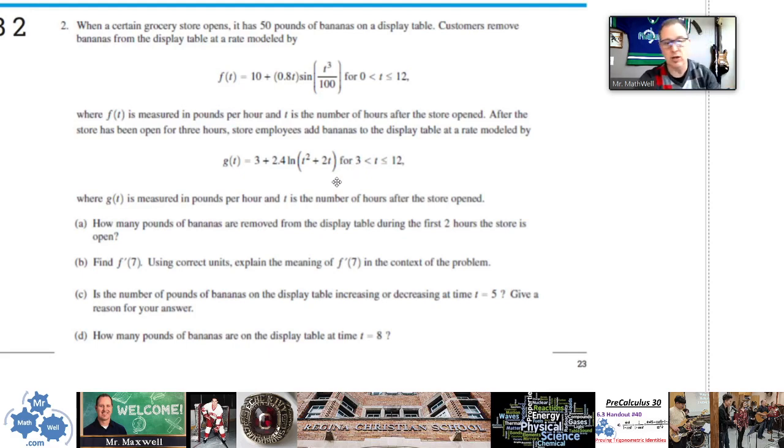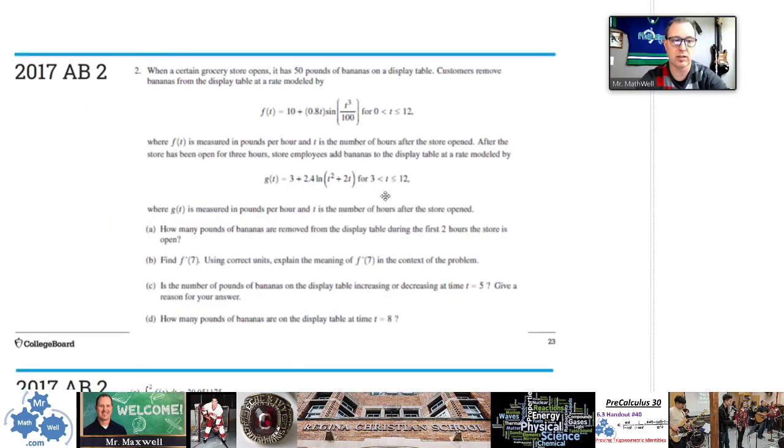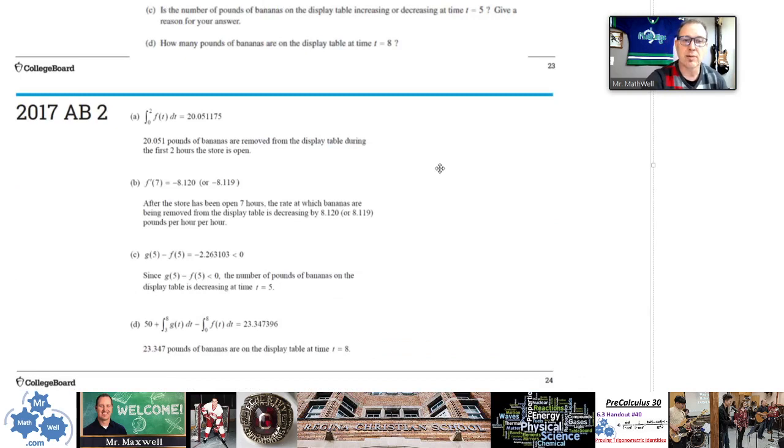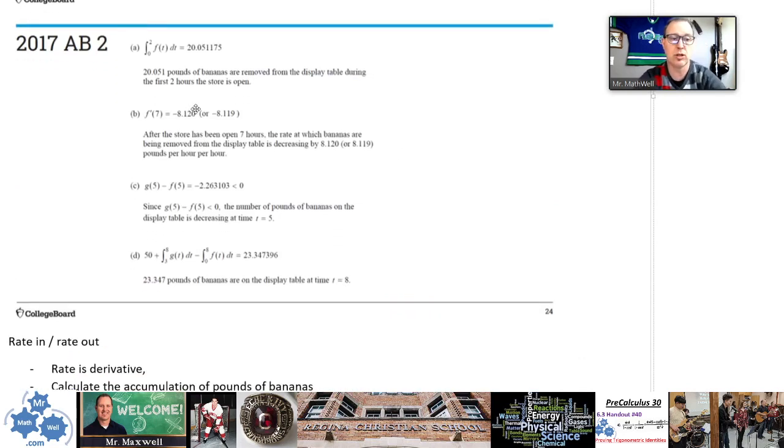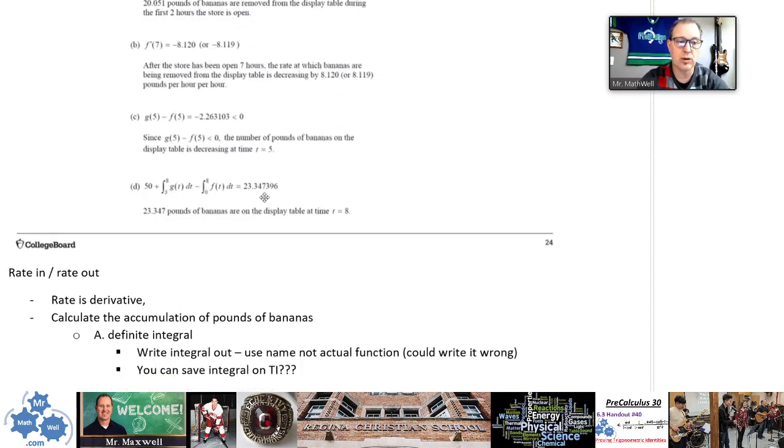Now, the goal of this video and this lesson here is not to go over each question individually, but instead to give you tips. So I am going to fast forward here to the solution part. And I'm going to have this graphic up, but I'm also going to read from my notes below. So what are some things that are important to note here? First of all, rates are derivatives, as I mentioned. What are we trying to calculate? The accumulation of pounds of bananas. They're not asking you for a rate. They're asking you for the amount of bananas.